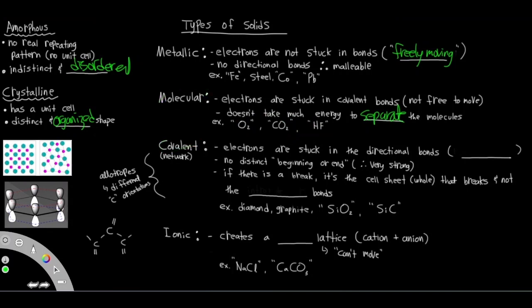Covalent, again, nonmetals only, however, like above, but this time it's a network that is oriented a little bit differently. In a covalent network, electrons are stuck in directional bonds, so they're non-conductive. However, some of them, like these, can be conductive.